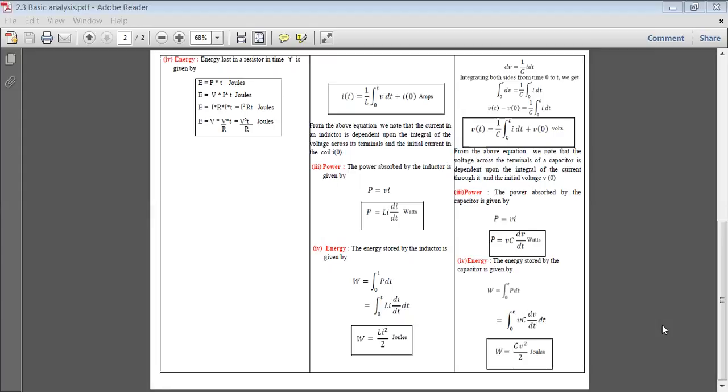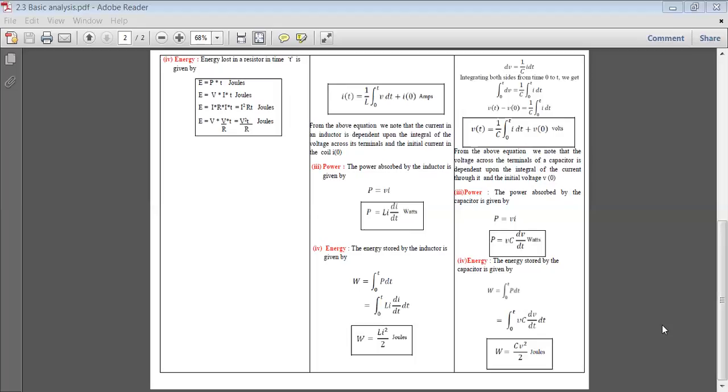The power absorbed by the inductor is given by P is equal to VI. Then P is equal to, what is V? L into dI by dt into I watts.